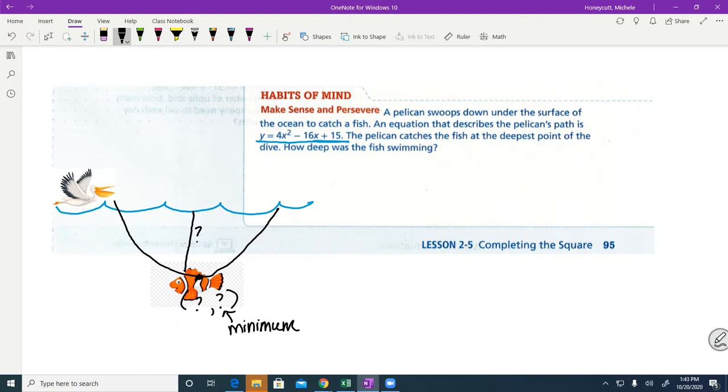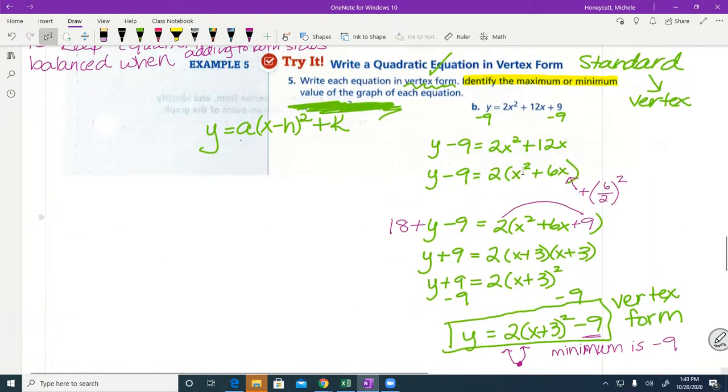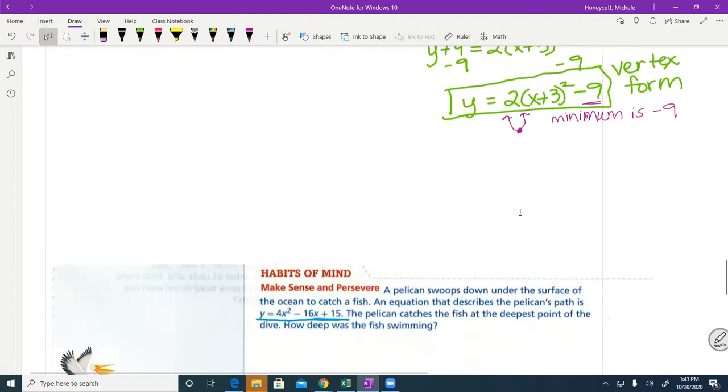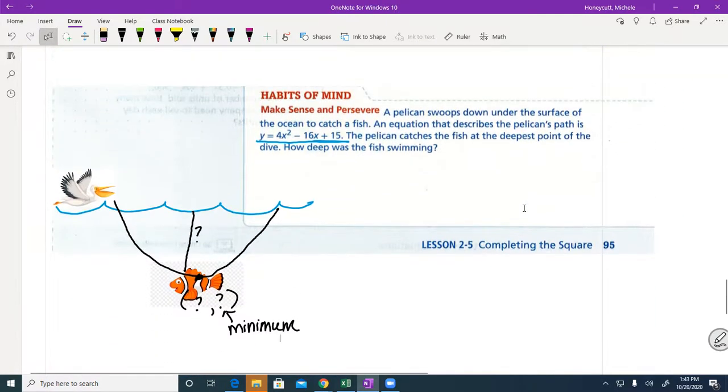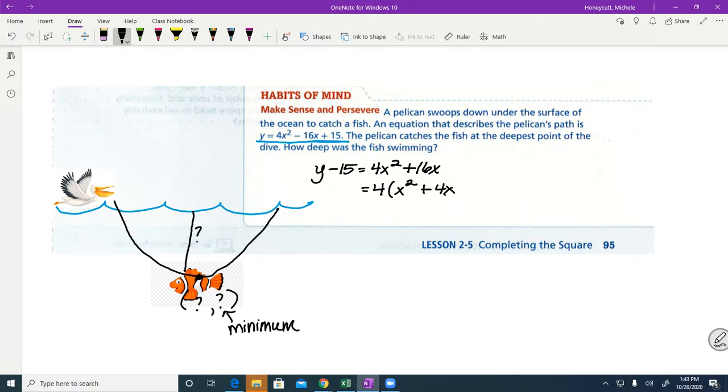So let's find the minimum. If we just found the minimum in the last problem by completing the square and changing it to vertex form, let's do that here. So I'm going to subtract the 15 on both sides. I'll have y minus 15 equals 4x squared plus 16x. Then I can factor out that 4 because a is not equal to 1. 4 times x squared plus 4x, y minus 15.